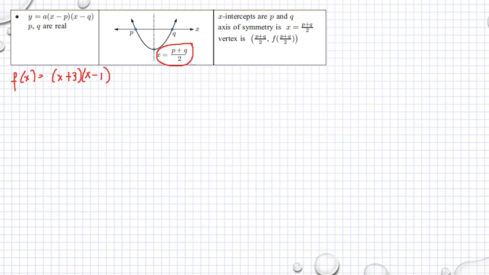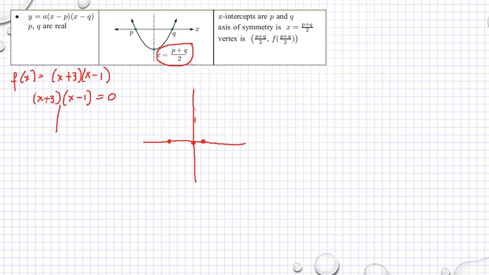Okay, so if I'm going to graph this one, and this is my 0, I hope you can see that. If I'm going to sketch that, then I have negative 3. Why? Because if I put x plus 3 and x minus 1 equal to 0, then I have to solve for x. That is negative 3, and positive 1 there.